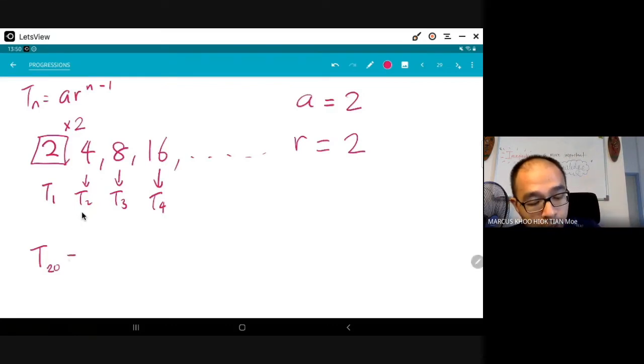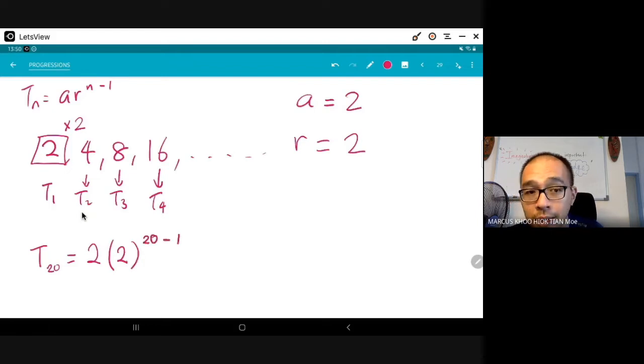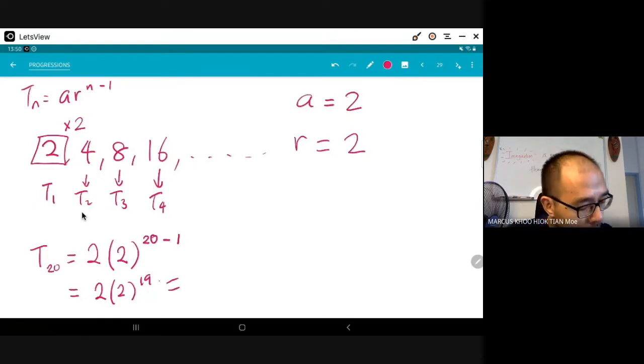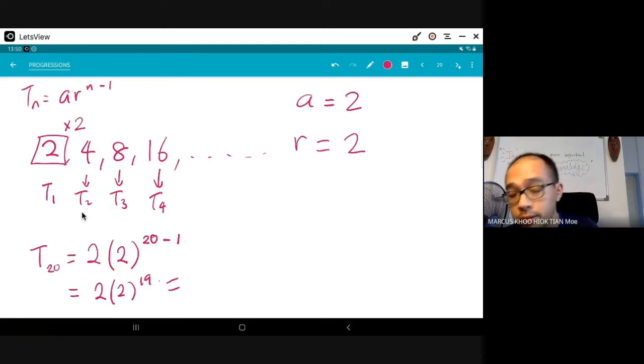So, T20, nombor yang ke-20 adalah 2 darab 2 kuasa 20 minus 1. Okay? Ini senanglah. 2 times 2 to the power of 19. Boleh tolong kirakan? Can you count this for me, please? Besar ini nombor. Do you guys know how to do power of 19?